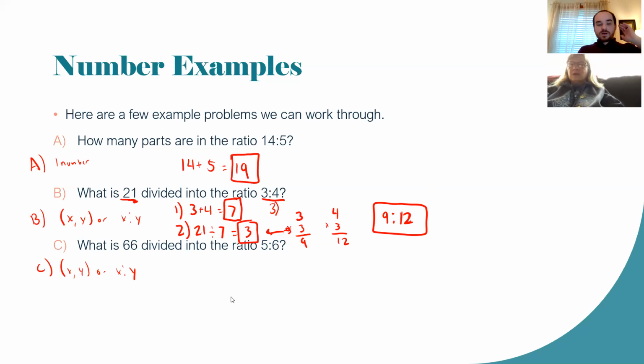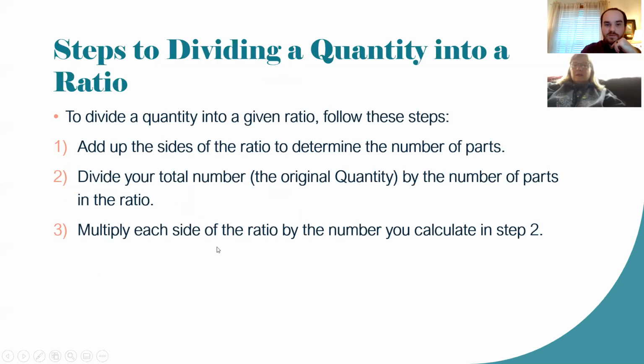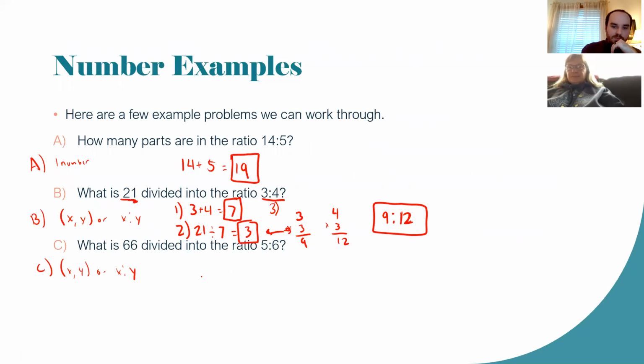Okay, so I'm going to start walking through this. You guys need to be paying attention, especially if you're confused. So, going back to the steps. If you haven't written these down and you need to, stay after class and I'll give them to you. But add up the sides of the ratio to determine the number of parts. So, looking at C, step 1, we're going to add up the sides of our ratio. This is our ratio, 5 to 6. So, we have 5 plus 6 equals 11. So we have 11 parts. That's step 1.